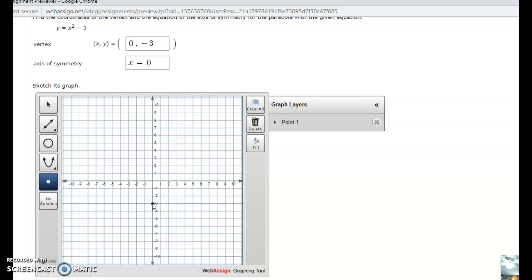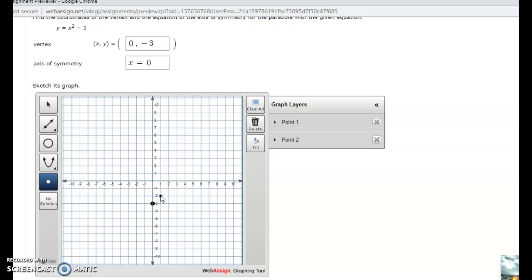And then I need to choose another point that would fall on this parabola. So I'm just going to choose either an x value right away to the right of 0 or to the left of 0. So let's just use the x value of 1. So if I plug a 1 into the function, I'm going to get 1 squared minus 3. Well, 1 minus 3 is negative 2. So at 1, negative 2, that's another point that's on that parabola.